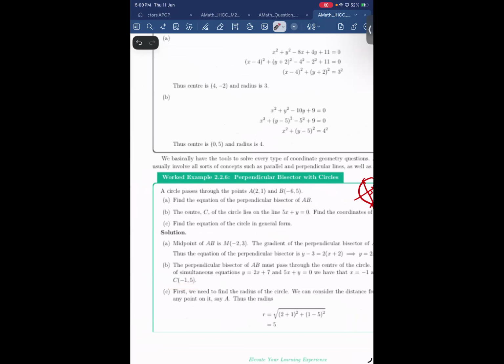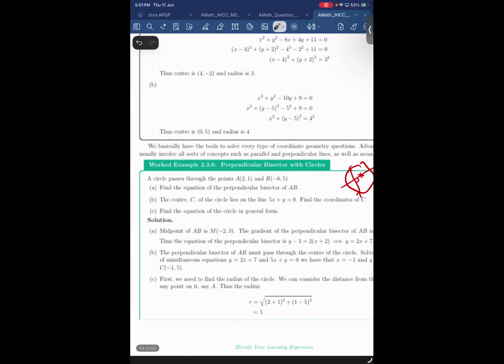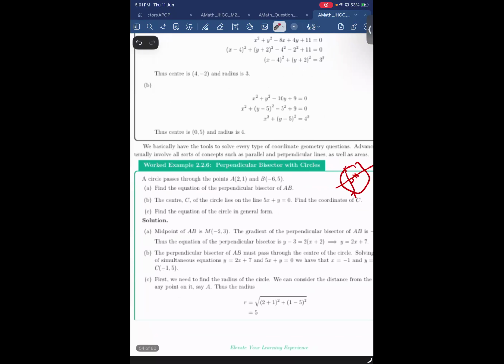Then the last part: find the equation of the circle in general form. You can write it in standard form first, then once you expand everything, it's general form. Right now we only know the center of the circle, but we don't know the radius. How to find the radius? Simple: two points lie on the circle, A and B. So to find the radius, you can find the distance from the center to either A or B. We choose to calculate the distance from the center of the circle to A (2, 1), to (-1, 5). The answer is 5.